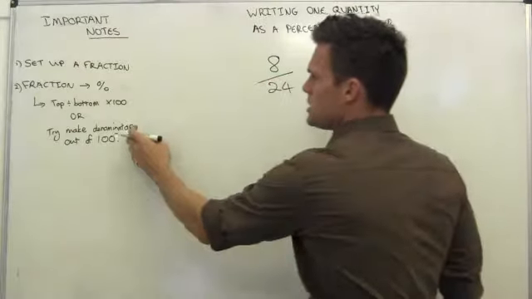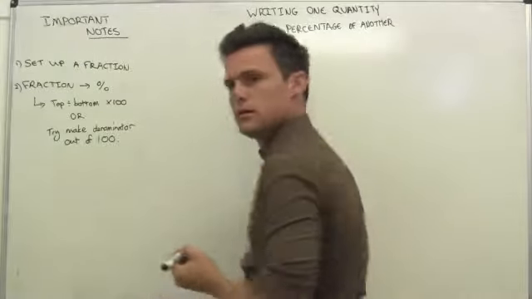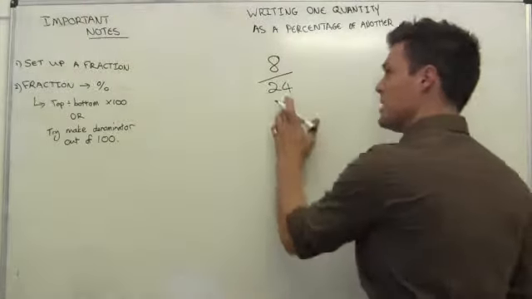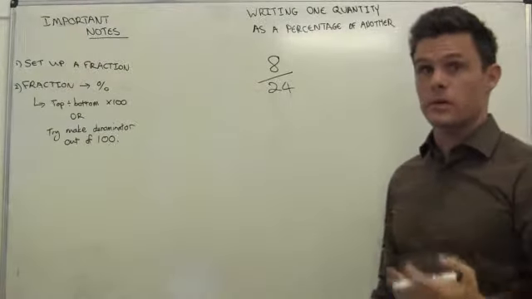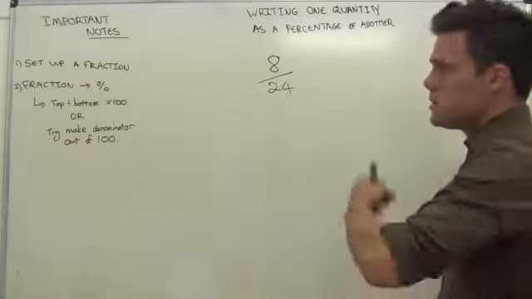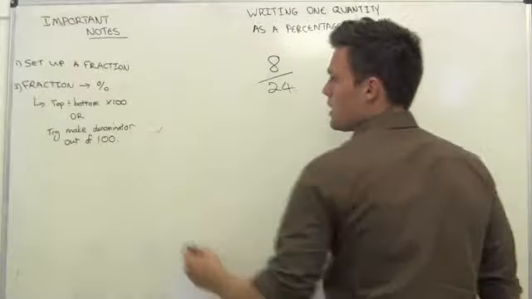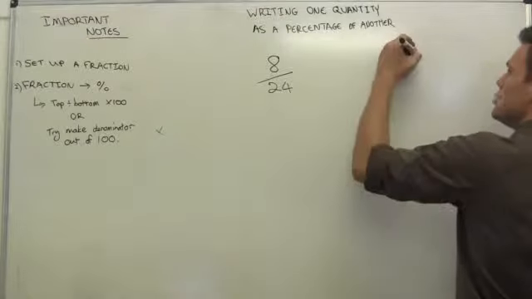Now, if I'm looking at this method, I'm kind of going, can't really do that. Uh-oh. It's going to be really difficult for me to convert 24 into 100. I could do it, but it would take me ages. It would take me much longer. So in that case, I'm not even going to bother with it. I'm just going to go straight away to my long division.